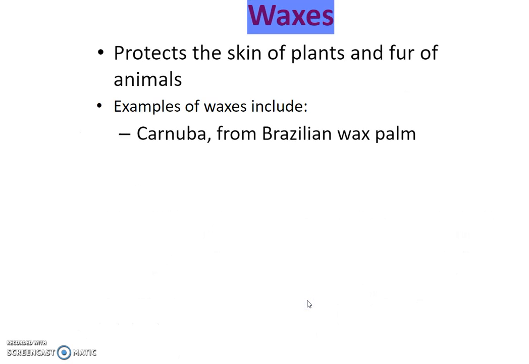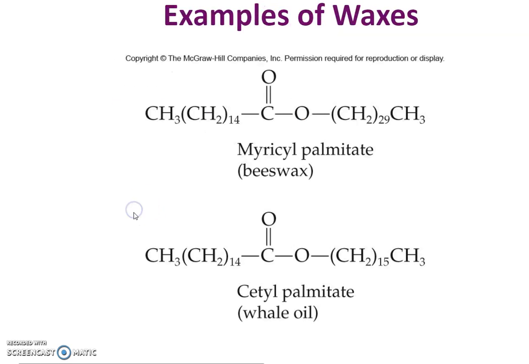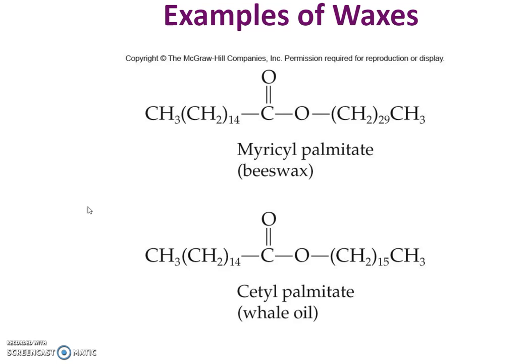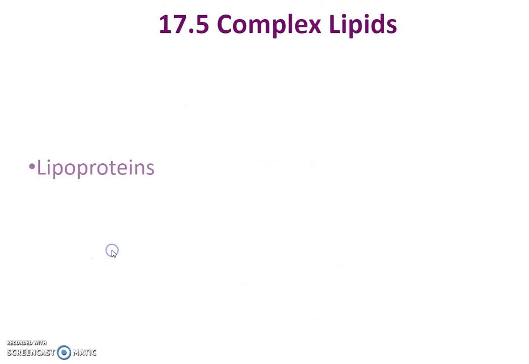Waxes are another type of fat. They protect the skin of plants and the fur of animals. There's carnauba, which is the Brazilian wax palm. There's beeswax. You have earwax. There's all sorts of different types of waxes, but they are generally used as water barriers or waterproofing materials. So here's the structure of them. Beeswax, whale oil, which can be burned for light.